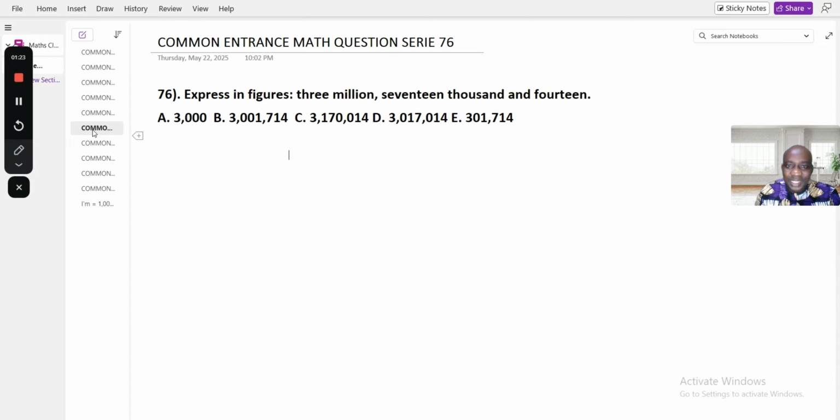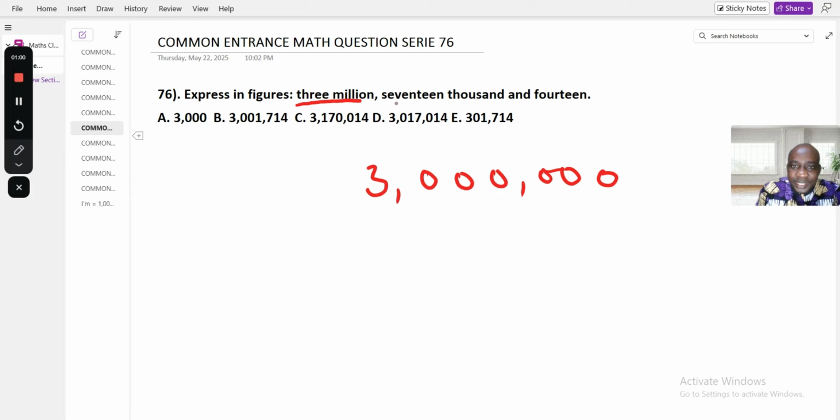Express in figure 3,017,014. If you have a question like this, the way you first interpret it, the first one says 3 million. First write the 3 million out: 1, 2, 3. This is 3 million. The next one says 17,000. Where is 17,000? You will begin from the right side going backward. Therefore, 17 will start from here. So everything will start from the right to the left.